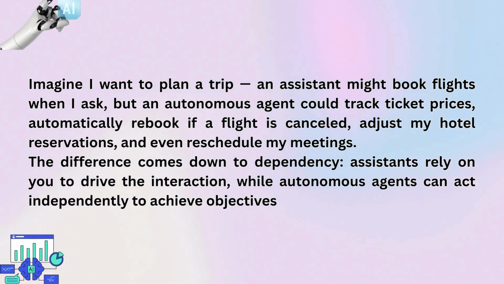Imagine I want to plan a trip. An assistant might book flights when I ask, but an autonomous agent could track ticket prices, automatically rebook if a flight is canceled, adjust my hotel reservations, and even reschedule my meetings. The difference comes down to dependency. Assistants rely on you to drive the interaction, while autonomous agents can act independently to achieve objectives.